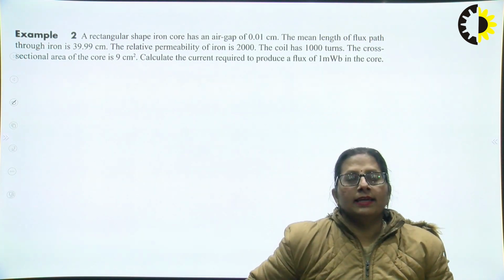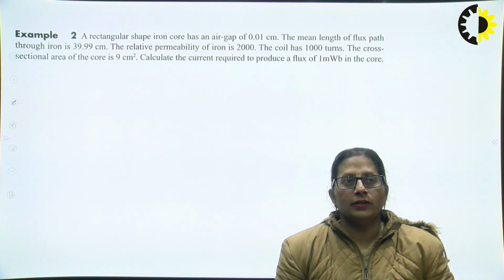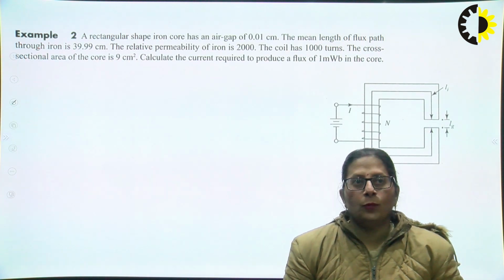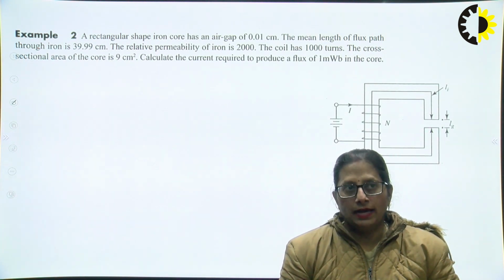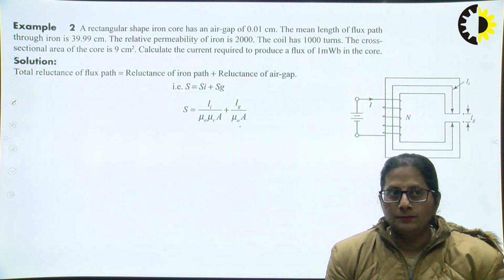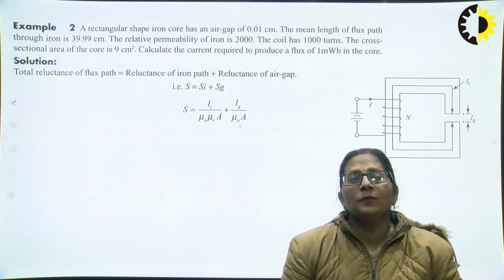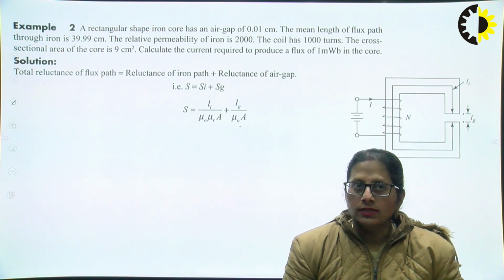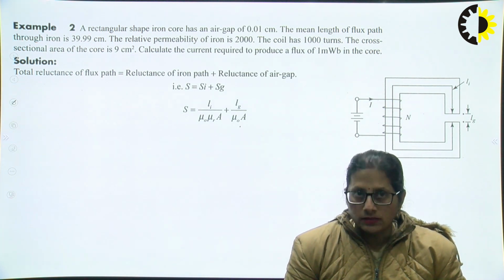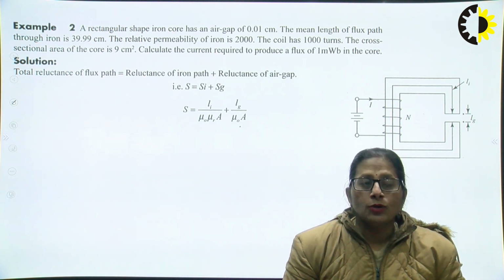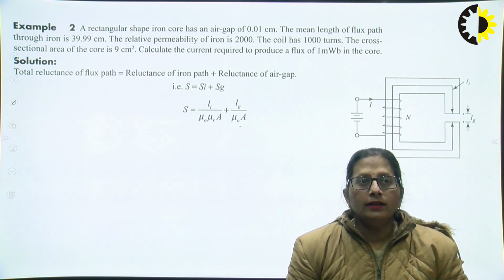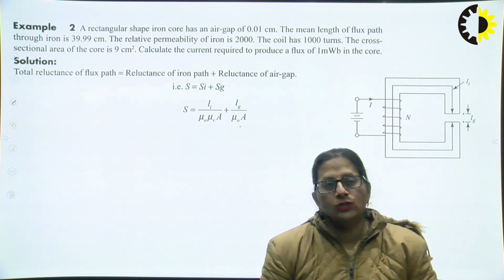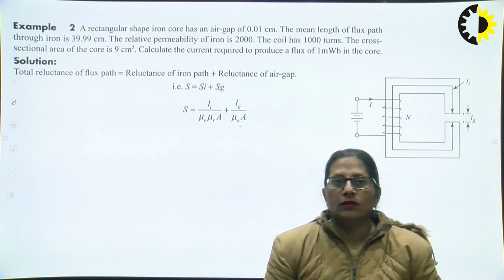Taking another example, a rectangular shaped iron core has an air gap of 0.01 centimeter. The mean length of the flux path through the iron is 39.39. The relative permeability of the iron is 2000. The coil has 1000 turns. The cross-section area of the core is 9 centimeters square. Calculate the current required to produce a flux of 1 milliweber in the core.